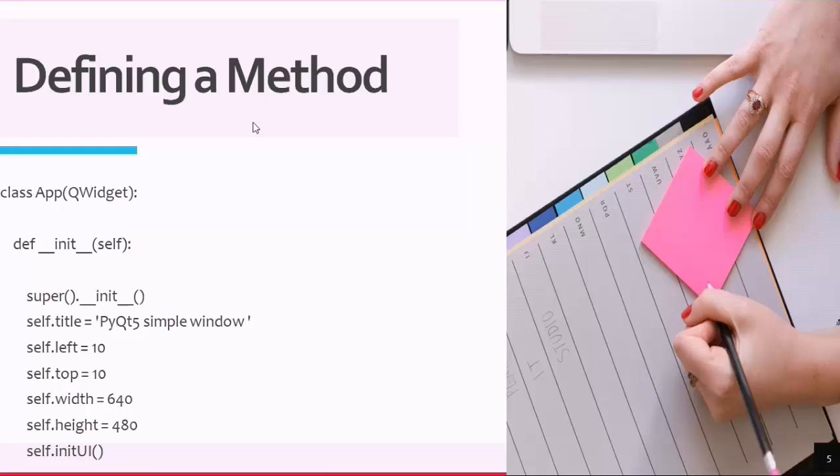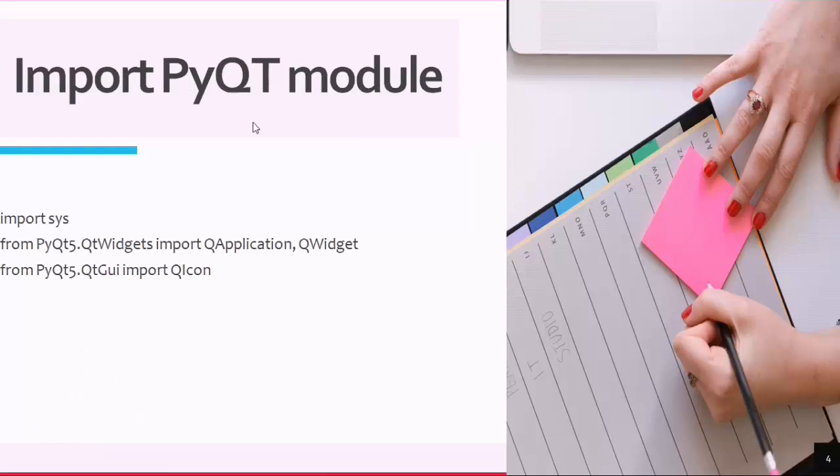So here we go. As we follow the common rule, first we create the class. I have defined the class name as App, and inside the parentheses I have called QWidget, which I have imported from PyQt5.QtWidgets.